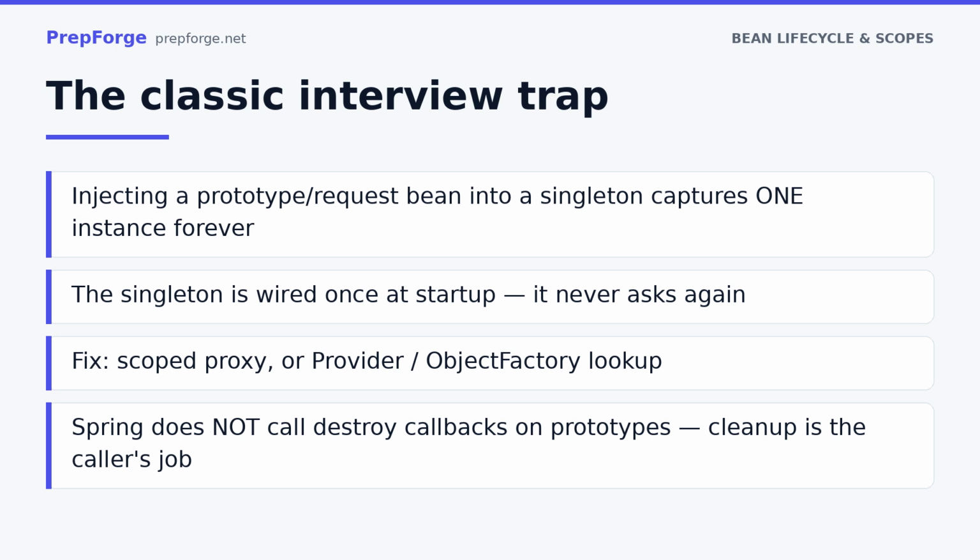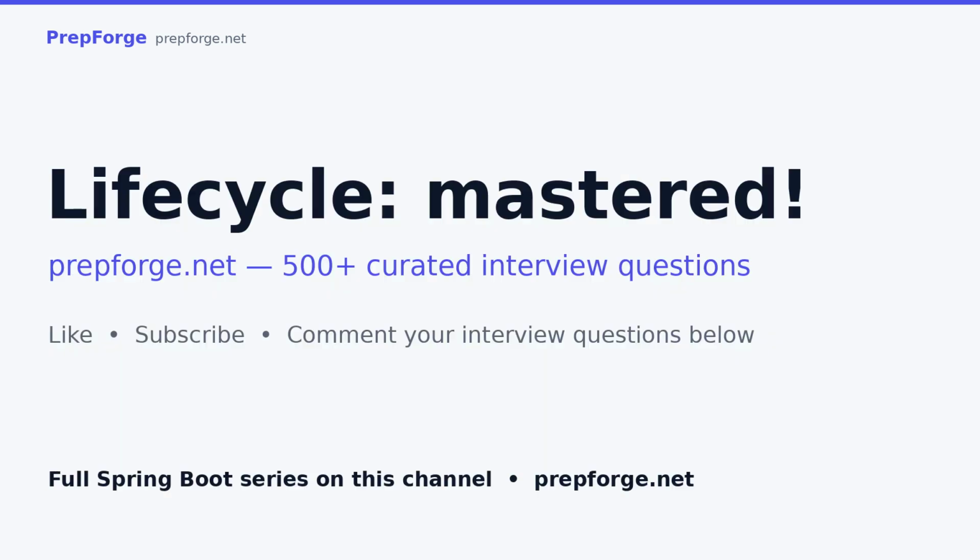And one more subtlety. Spring does not manage the full lifecycle of prototype beans. It creates them and hands them over, but never calls their destroy callbacks. Cleanup is the caller's responsibility. And that's bean lifecycle and scopes: callbacks in order, scopes by analogy, and the singleton-prototype trap that wins interviews.